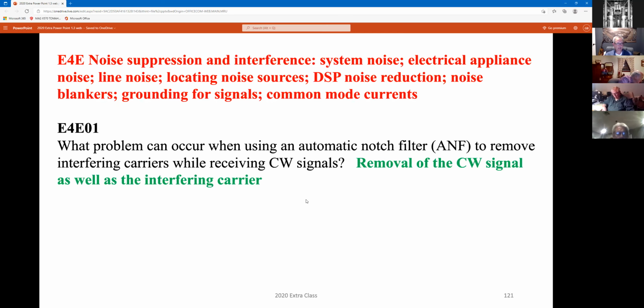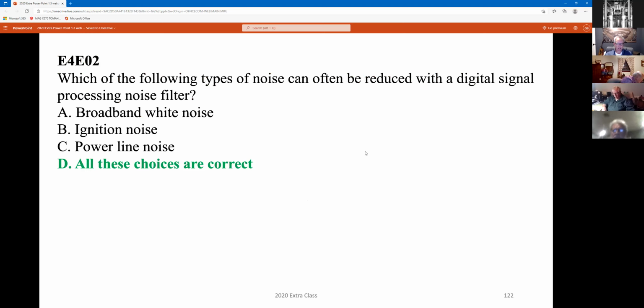All right, last section. What problem can occur when using an automatic notch filter to remove interfering carriers while receiving CW signals? And you might remove the CW signal itself. Which of the following types of noise can often be reduced with a digital signal processing noise filter? And it's all of them. Broadband white noise, ignition noise, and power line noise.